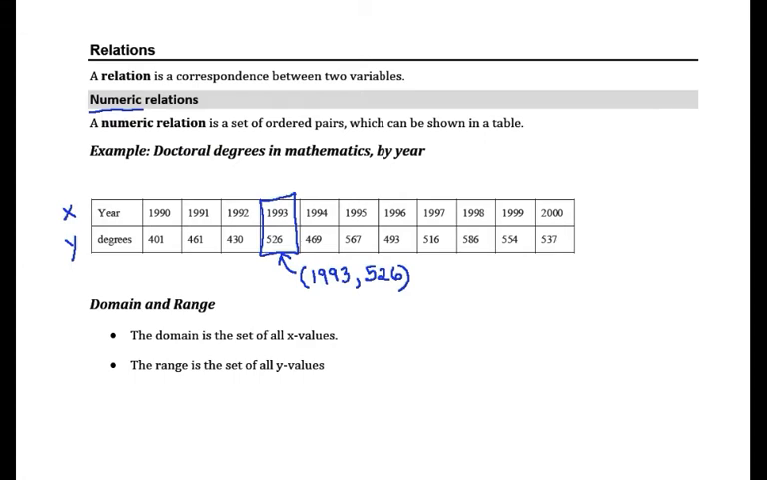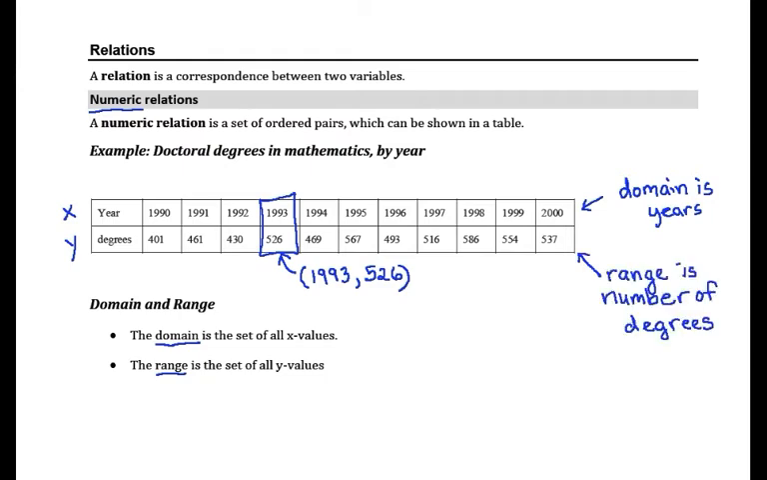Once we have established an X and a Y variable, we call the set of all X values the domain and the set of all Y values the range. So in this example, the domain is years, and the range is doctoral degrees received in mathematics. Or we can shorten that by just saying the number of degrees.